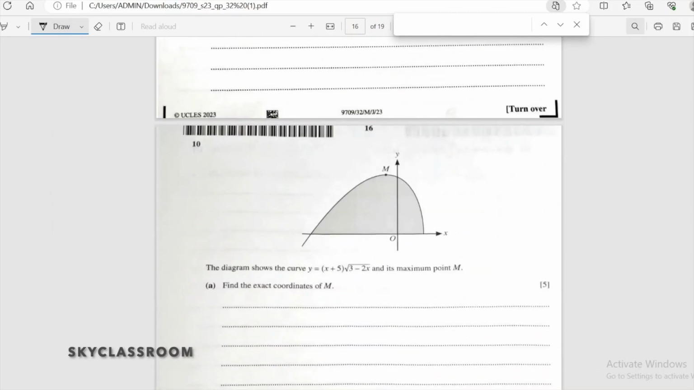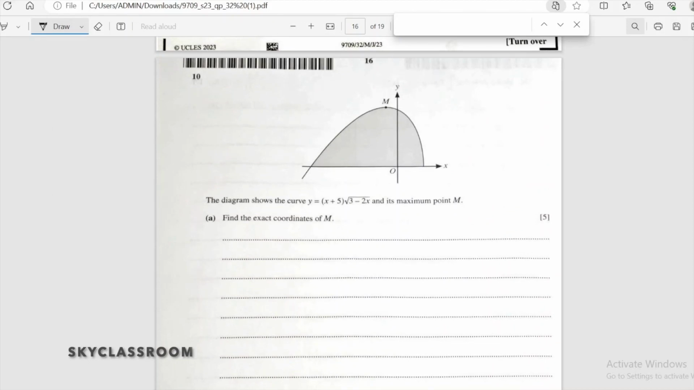That's the next question, number 10. In this diagram, we have to find the exact coordinate of M. When you check the diagram, M falls on the negative side of X and positive value of Y. So which means we expect to get a negative value for X and a positive value for Y. So we are asked to find the coordinate of the maximum point.